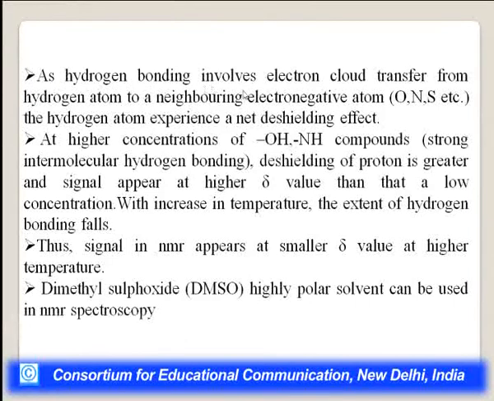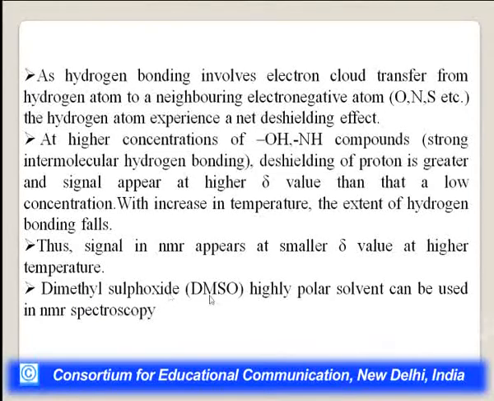As hydrogen bonding involves electron cloud transfer from the hydrogen atom to a neighboring electronegative atom, the hydrogen atom experiences a net de-shielding effect. In a higher concentration of hydroxyl or NH compounds, or we can say amine compounds, where there is strong intermolecular hydrogen bonding, de-shielding of the proton is greater and the signal will appear at higher values of delta than that of a low concentration compound. With an increase in temperature, the extent of hydrogen bonding falls. Thus, the signal in NMR appears at a smaller delta value at higher temperature.